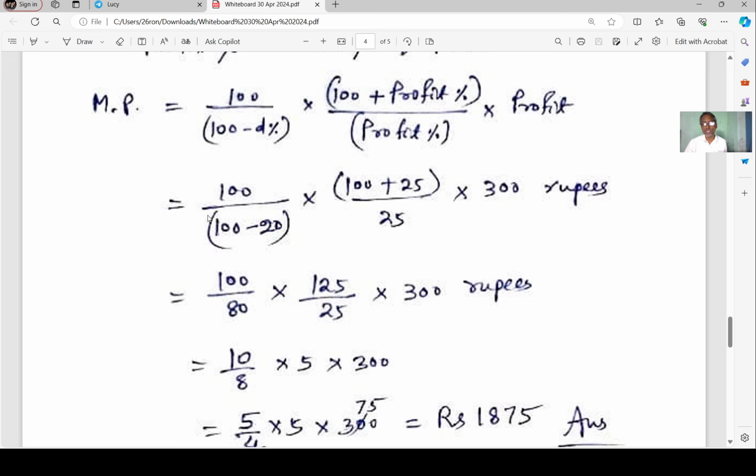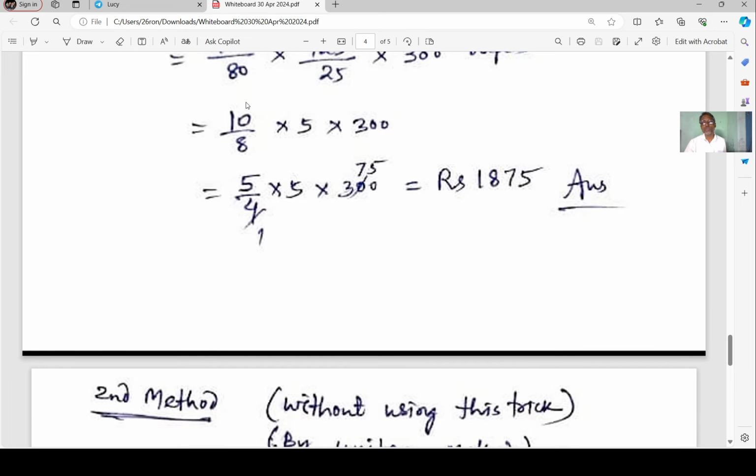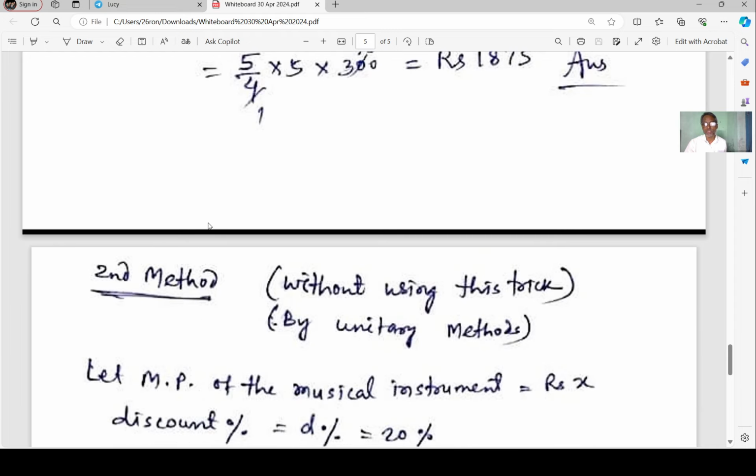This is equal to 100 divided by 100 minus 20 into 100 plus 25 by 25 into 300 rupees. This is equal to 100 by 80 into 125 by 25 into 300 rupees. This is equal to 100 by 10 into 5 into 300 rupees. By simplifying, we get rupees 1875.